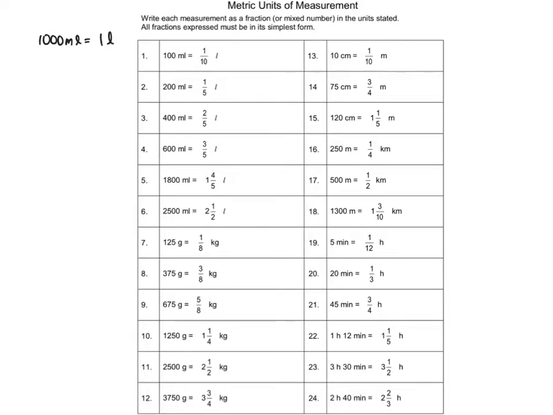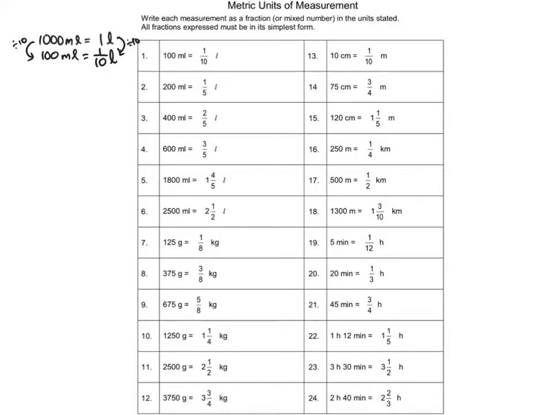So the aim is to get to 100 milliliters. To change this 1000 to 100, you need to divide by 10 on the left side, and if you divide by 10 on the left side, you must divide by 10 on the right side as well. So 1000 divided by 10 is 100, which is what we want. Then on the right-hand side, we have 1 divided by 10, which in fraction form will be 1 out of 10 liters.